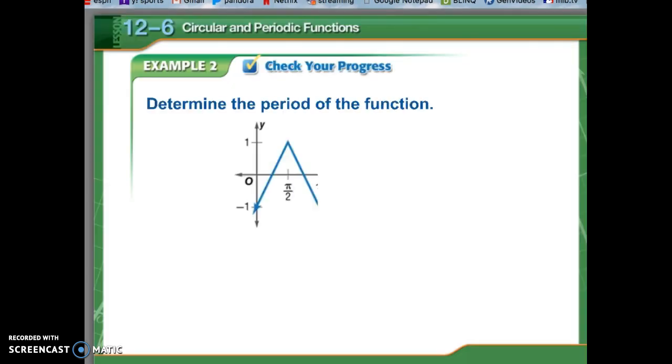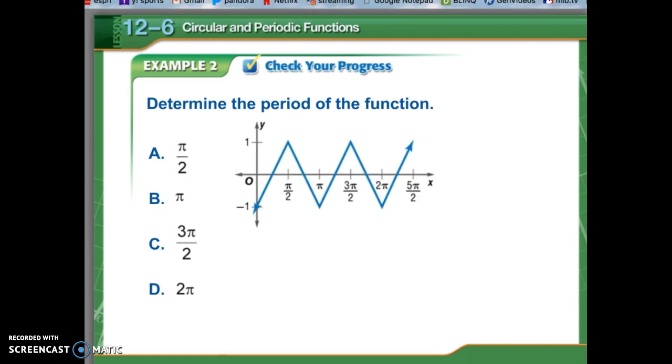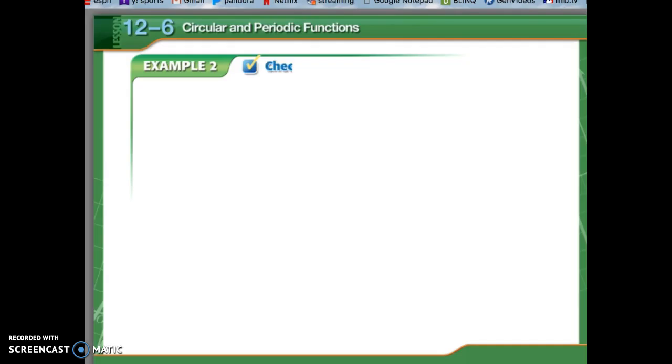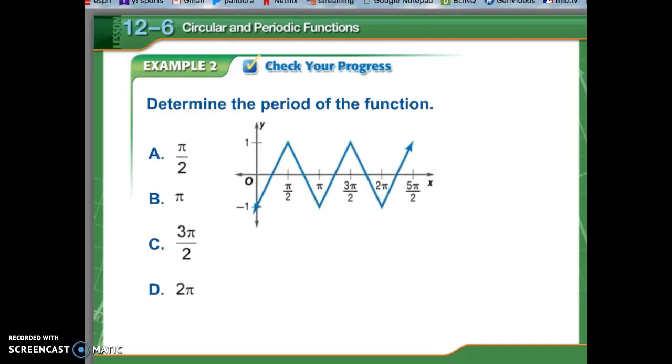Okay, here's one to check your progress on. Go ahead and figure out the period of this pattern, the period of the function. I'm going to pause the video, figure out the pattern, and then we will see the answer on the next slide. And the answer this time is pi is the period. You can see that we start at -1, go up to 1, come back to -1. Then we repeat, -1, up to 1, back to -1. So this pattern took until pi to complete 1 full cycle of the period.